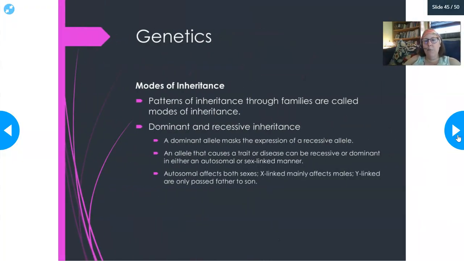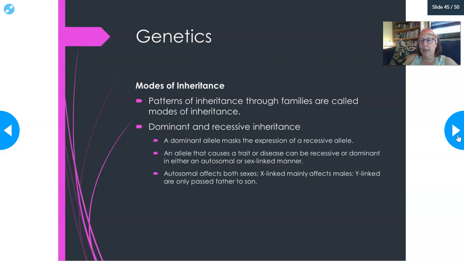And so modes of inheritance are patterns of inheritance through families. You can have dominant or recessive inheritance. A dominant allele will mask the expression of a recessive allele. So a dominant allele pretty much always expresses itself. It will dominate over the recessive. An allele that causes a trait or disease can be recessive or dominant, and it can be either autosomal or sex-linked. And we're going to dive a little deeper into that.